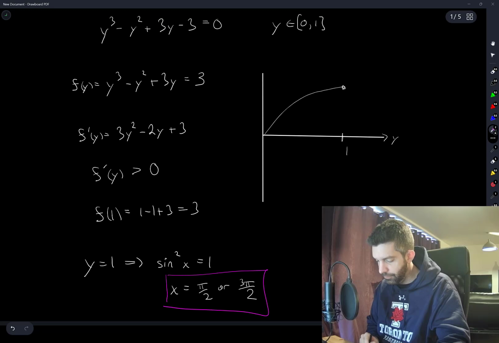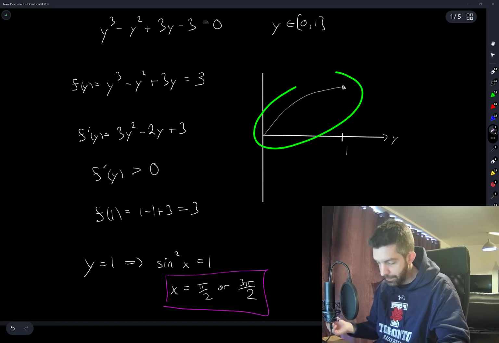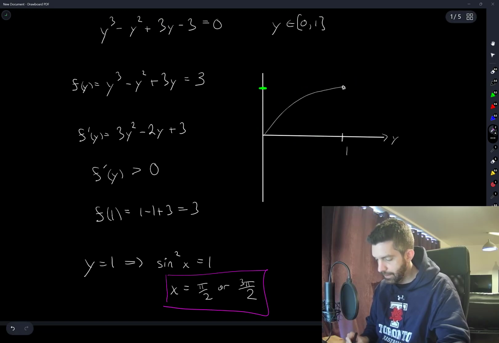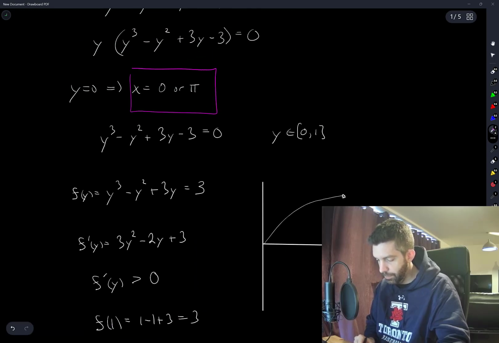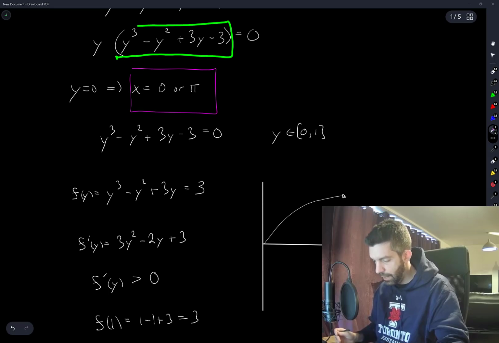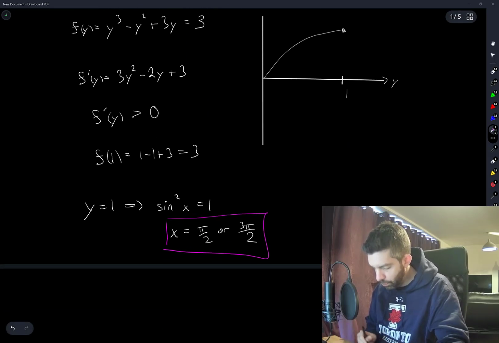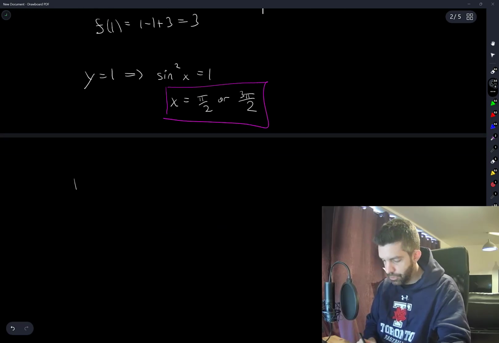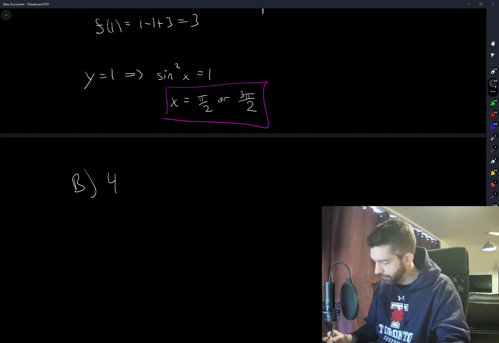You can see that for all values of y between 0 and 1, this derivative is strictly positive. So the function looks something like that. The maximum value here, when y is equal to 1, the maximum value of the function is 3. And so this polynomial only has one root in the domain we're interested in, and it's when y is equal to 1. When y is equal to 1, this says sine squared of x is equal to 1, and so x is going to be pi over 2 or 3 pi over 2. So the answer here should be B, that there are 4 solutions.